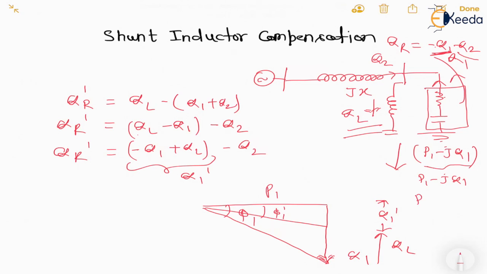Also we can see that initially our load was P1 minus jQ1, but after compensation we combine this and it becomes P1 minus j into (Q1 minus QL). Initially it was minus Q1 and now it is reduced to minus (Q1 minus QL). Whenever the reactive power value decreases, the power factor value increases. So this is all about shunt inductor compensation. Thank you.